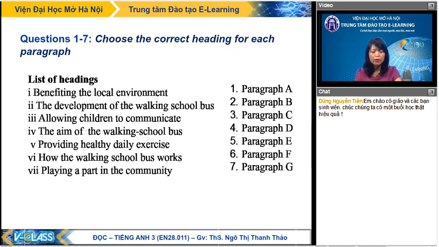Okay, so here are the first 7 questions for you. Please choose the correct heading for each paragraph. In order to find the correct heading for each paragraph here, you have to read each single paragraph, alright? And then try to find the main idea. And then you look back at the headings here, and match the heading with each paragraph. So please let me know if you want me to show you the content of our reading again.